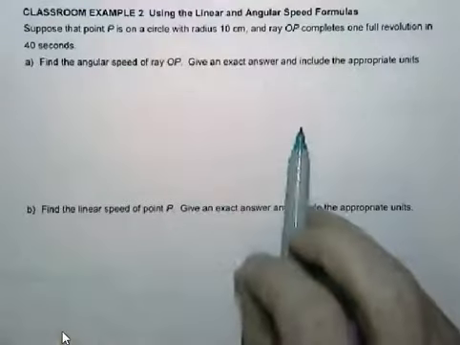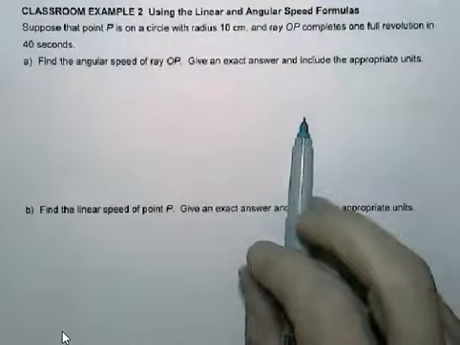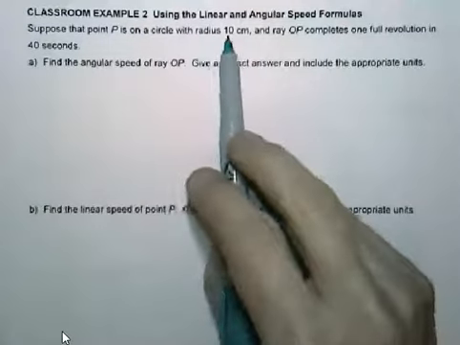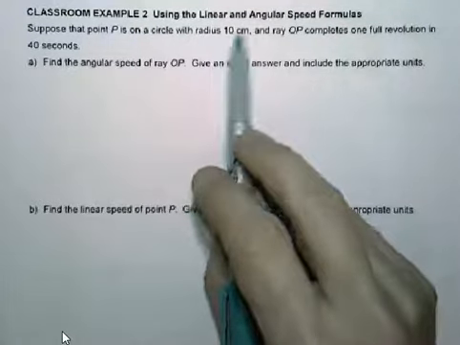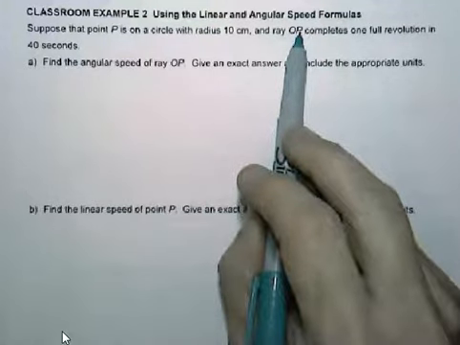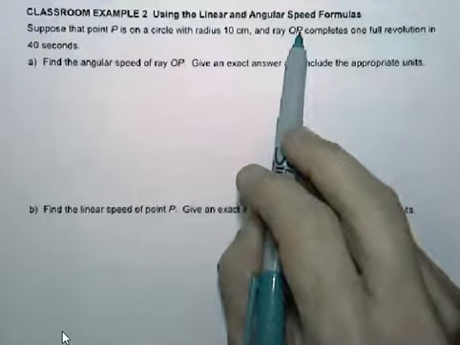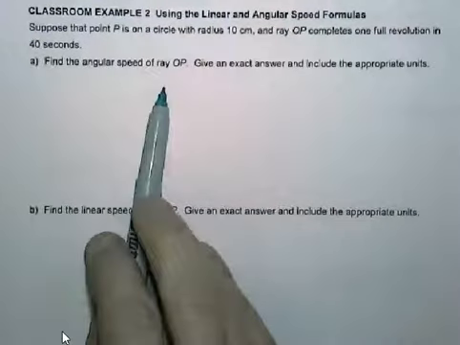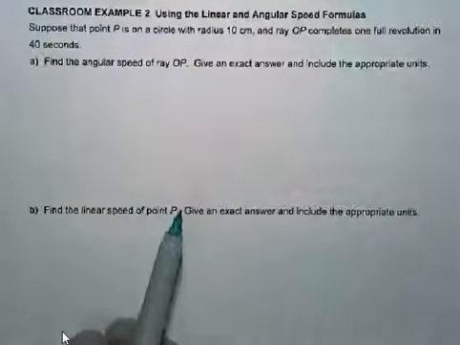Let's look at another example where we're finding both the angular speed and the linear speed. In this one, we've got a circle with a radius of 10 centimeters, and our ray OP completes one full revolution in 40 seconds. In other words, the point P moves one time around the circle in 40 seconds. And first of all, we're trying to find the angular speed of the ray OP.